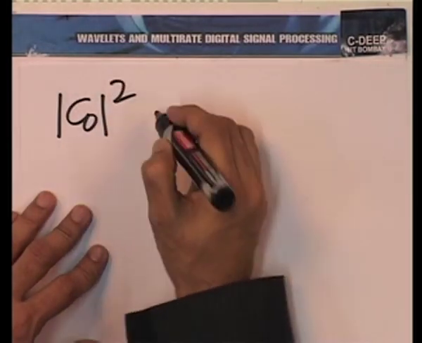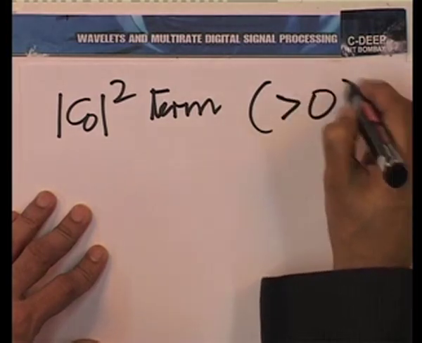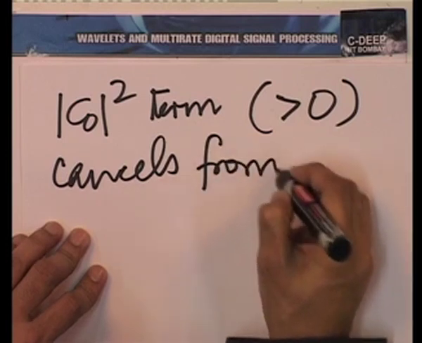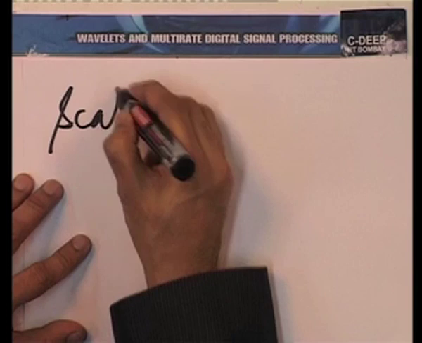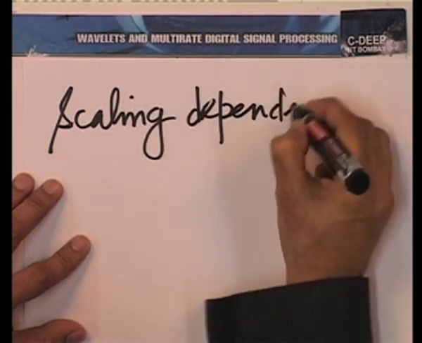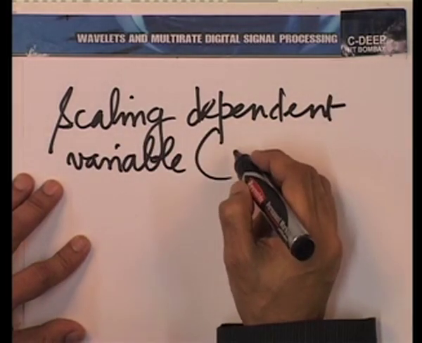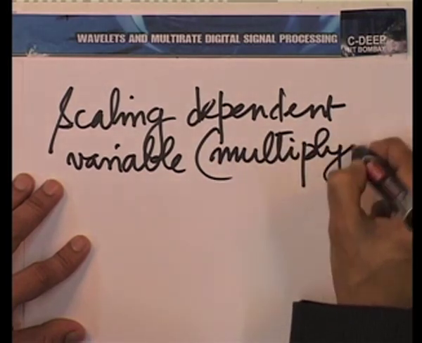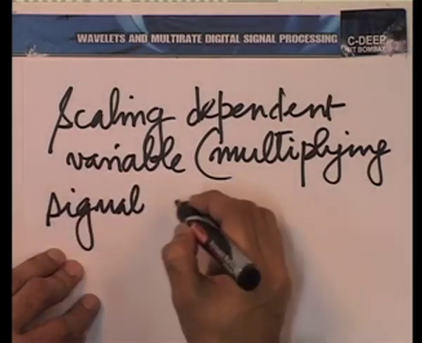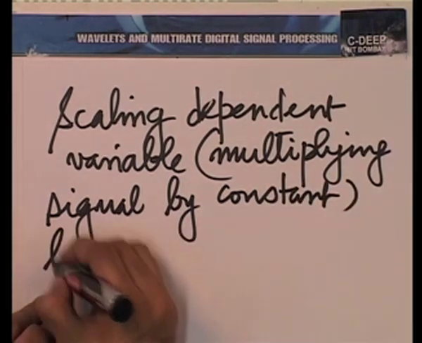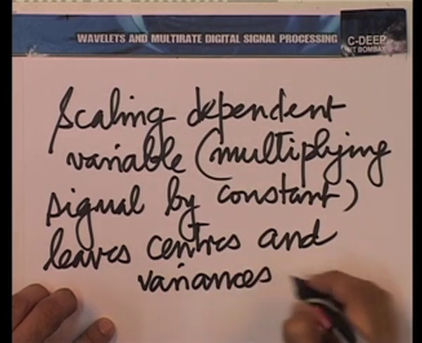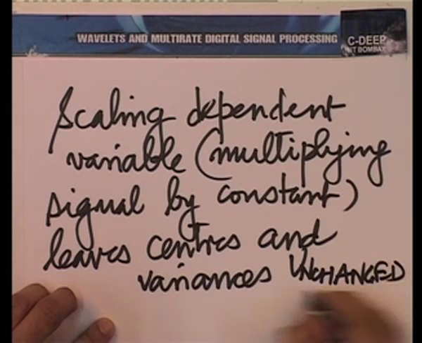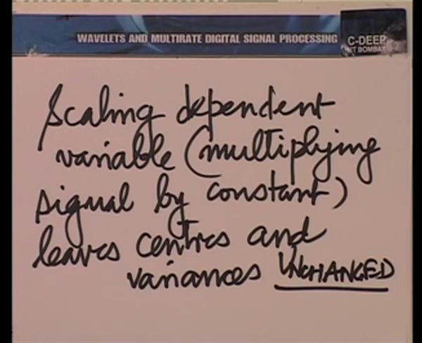The mod C 0 squared term, of course greater than 0, strictly cancels from the ratio, and therefore, scaling the dependent variable, or essentially multiplication by a constant, multiplying the signal by a constant, leaves the centers and variances unchanged. This is important. Scaling the dependent variable leaves the centers and the variances unchanged.